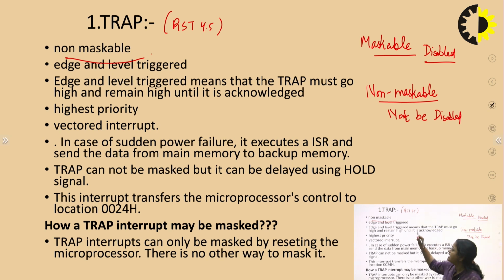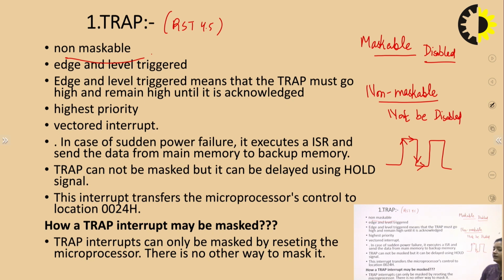It is edge and level triggered. Now what do you mean by edge and level triggered? So this is my clock. If any interrupt is triggered by positive going edge or by negative going edge, it is called edge triggered. If any interrupt is triggered on level, on high level or on low level, it is called level triggered. So my trap RST 4.5 is both edge and level triggered interrupt. Edge and level triggered means that it must go high and remain high until it is acknowledged.